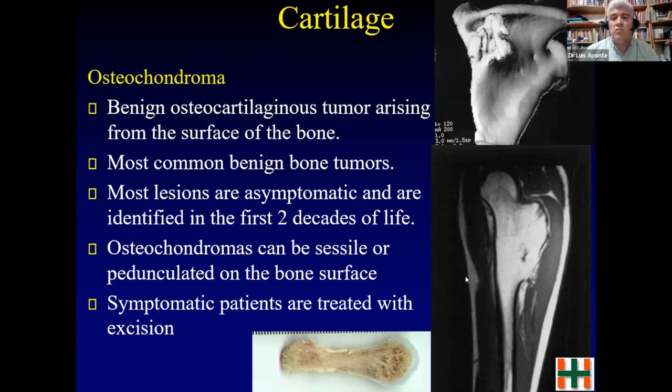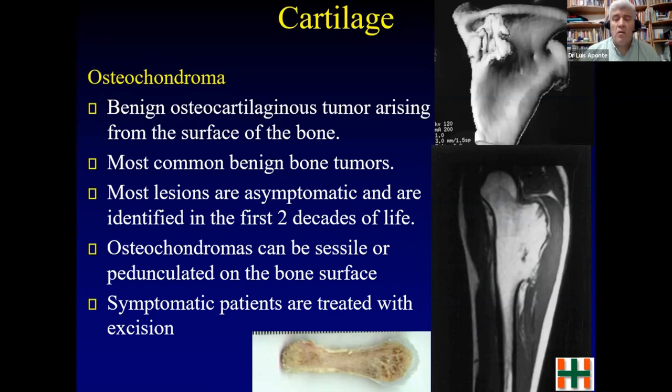You can see an osteochondroma of the scapula and of the proximal humerus. It could be sessile, like this, or pedunculated. The pedunculated is very easy to diagnose, but for the sessile you need a CT scan. And we only treat patients that are symptomatic.